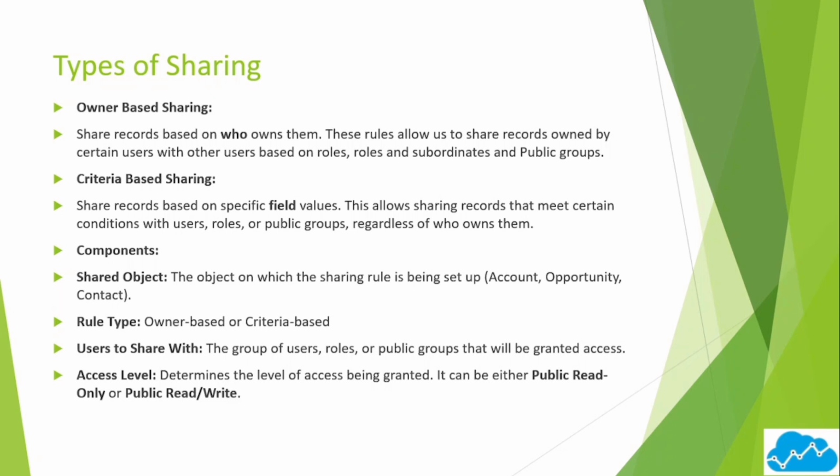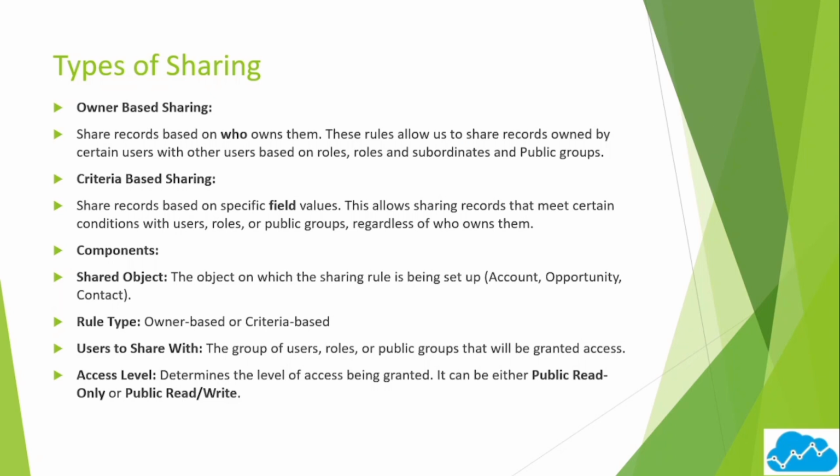In criteria based sharing, the record is shared based on a specific field value. If the criteria is met, then it automatically shares the records. This allows sharing records that meet certain conditions with users, roles, or public groups, regardless of who owns them. So who owns that particular record doesn't matter; here, on the basis of the criteria, it is going to share the records.